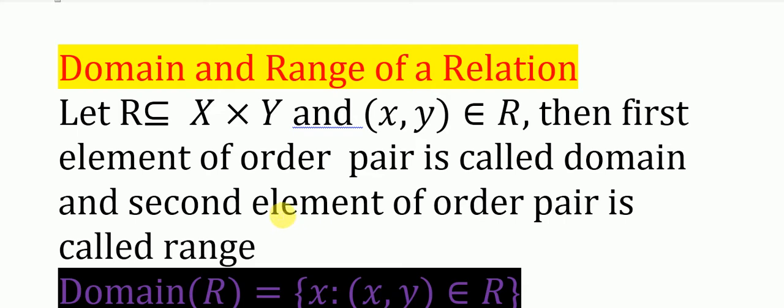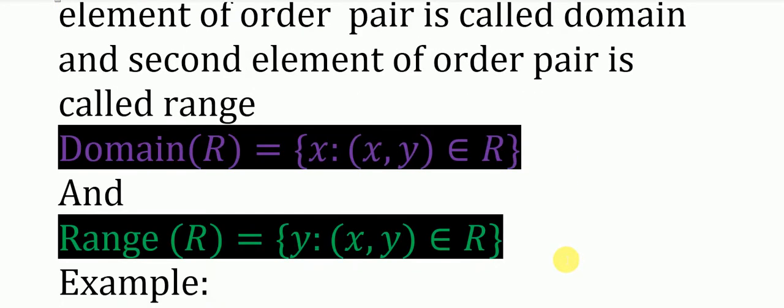Now we will see what a domain and range are. Let R be a relation, that is, R is a subset of A cross B. Then the set of all first elements of the ordered pairs (x, y) in the relation, that is, the subset of the Cartesian product, is nothing but the domain of R. If you consider all x which are first elements of the ordered pairs present in the relation, that is the domain of the relation, and the range of the relation is the set of all second elements of the ordered pairs (x, y) belonging to R.